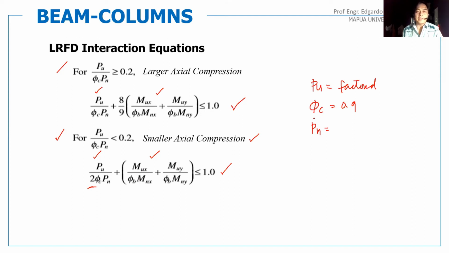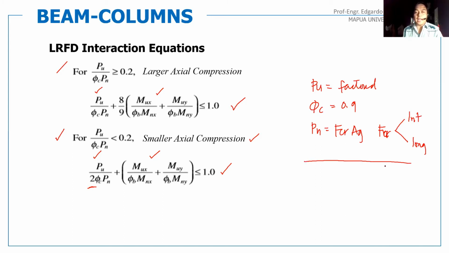The nominal compressive strength of the member is basically the Fcr times the Ag. Ag is the gross area of the column section or of the member. Tapos yung Fcr naman, if you could still recall, we have two equations for Fcr. One is the equation for intermediate column and the other equation is Fcr for long column. Intermediate and long column can be identified based on the largest slenderness ratio compared with the critical slenderness ratio. So that is the Pn.